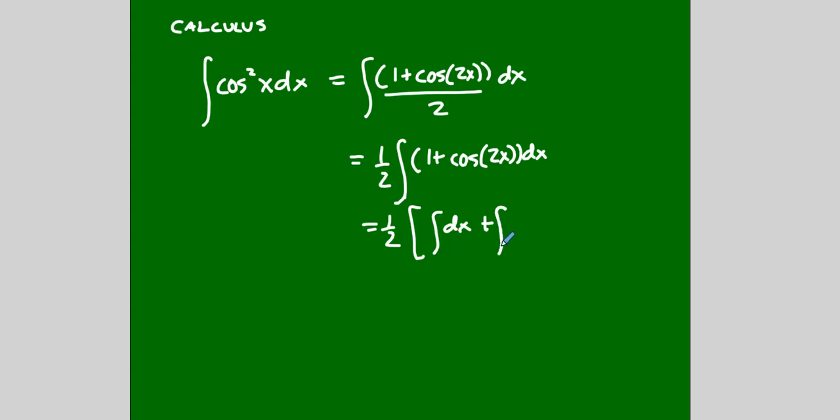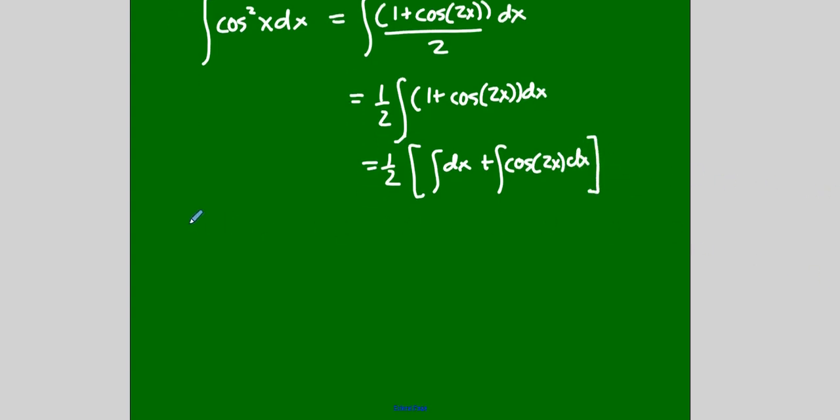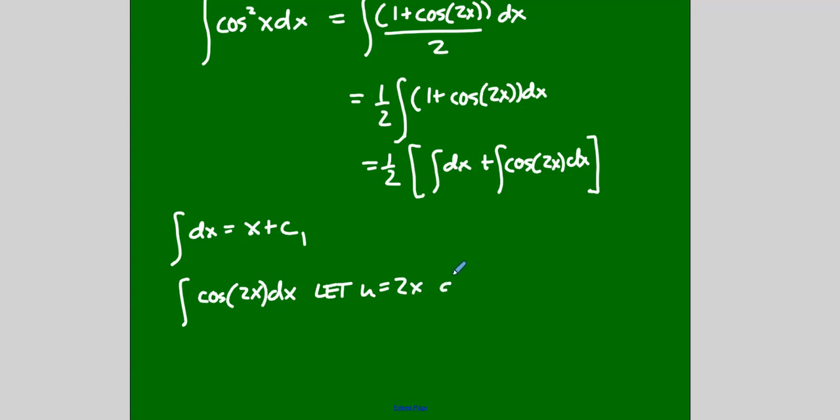plus the antiderivative of cosine 2x dx. And then I'll just do one at a time. So the antiderivative of dx is going to be x plus some integration constant, I'll call it c sub 1. And then the other antiderivative is cosine of 2x dx. Well, here I'm going to do a u substitution. I'm going to let u equal 2x. So du dx is 2.